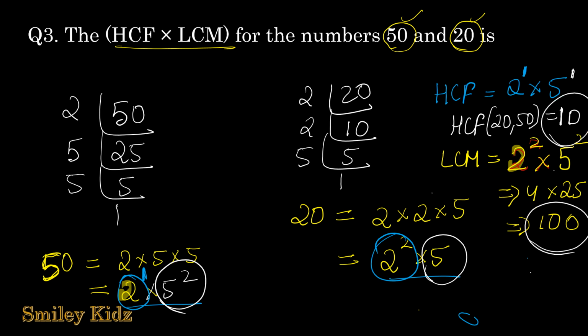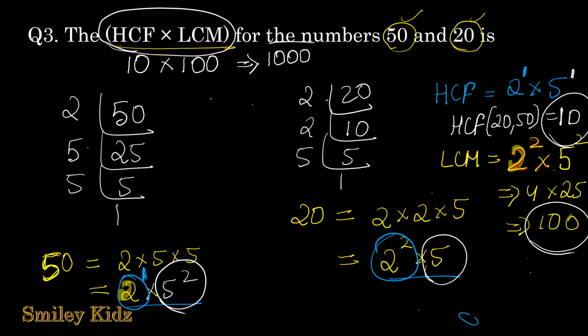But wait, we are still not done. We have to find out the product of HCF and LCM. So we know that HCF is what? 10. And LCM is what? 100. So HCF into LCM will give you 1000. Therefore, the HCF times LCM of the numbers 50 and 20 is 1000.